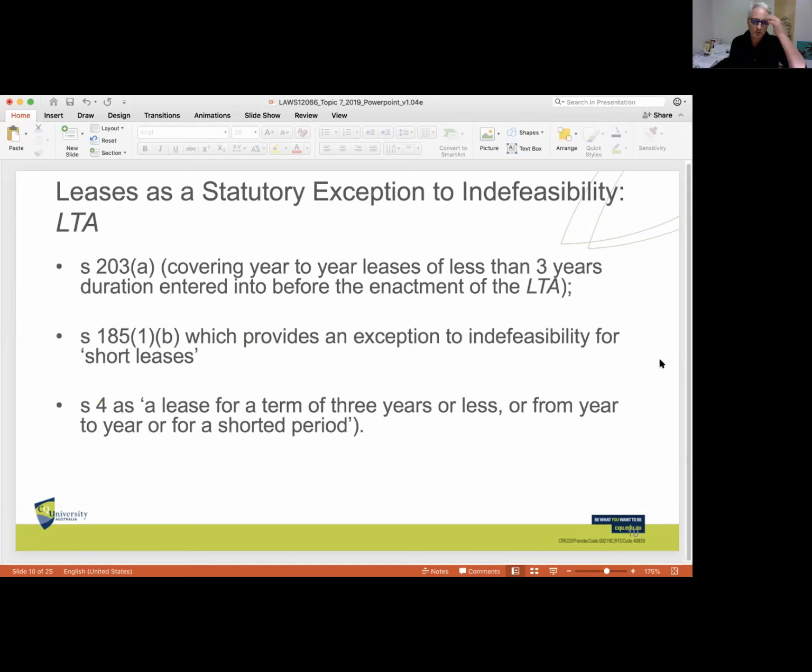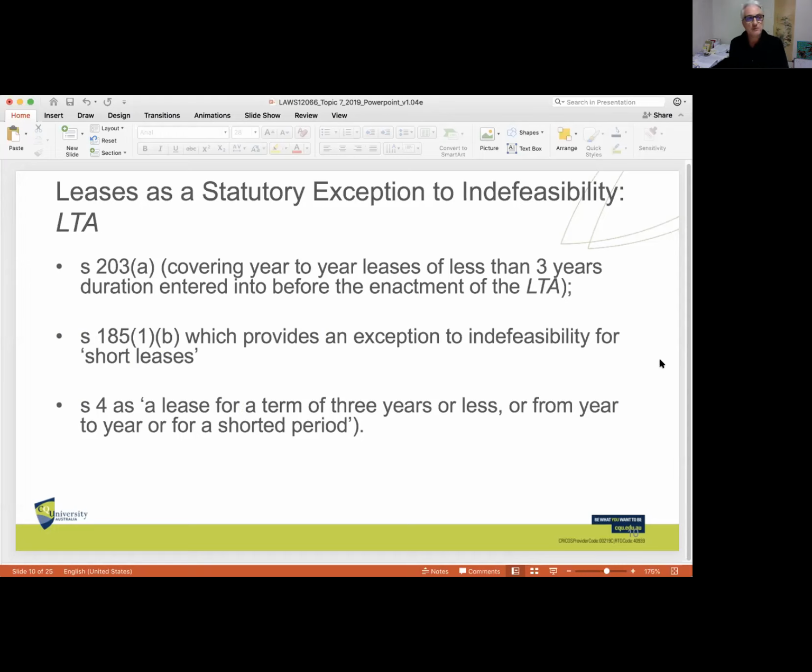We also need to identify the fact that leases can amount to a statutory exception to indefeasibility, and this is covered in the Land Title Act in relation to short leases being an exception under Section 185 1(b), and there's also other provisions there that you can see identified in regard to how a leasehold interest can qualify as a statutory exception to indefeasibility.